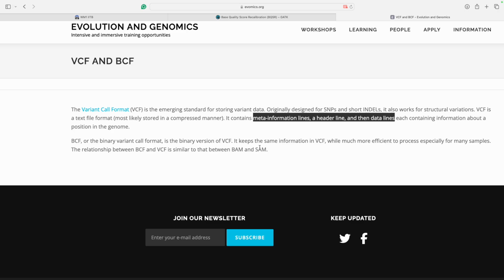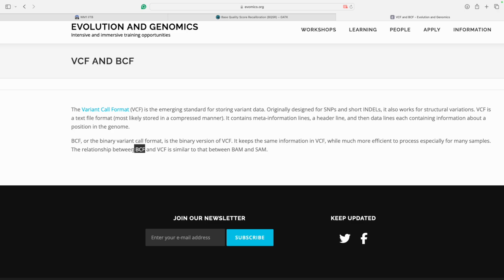The SAM was the text file for the alignment, while the BAM was the binary file for the alignment. It is the same for the BCF and the VCF. VCF is a text file for the variant data, while BCF is the binary file. So it is much more efficient to process, especially for many samples.